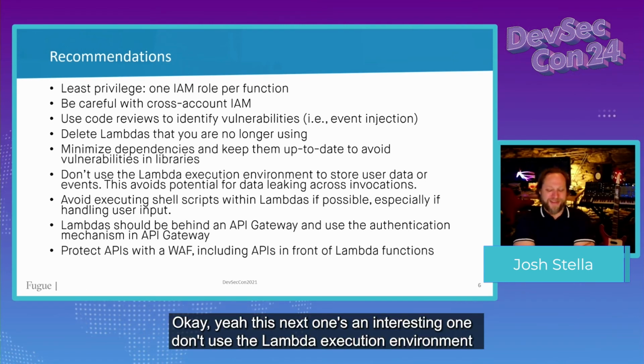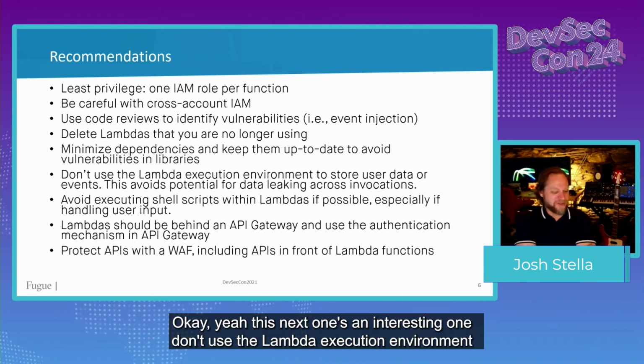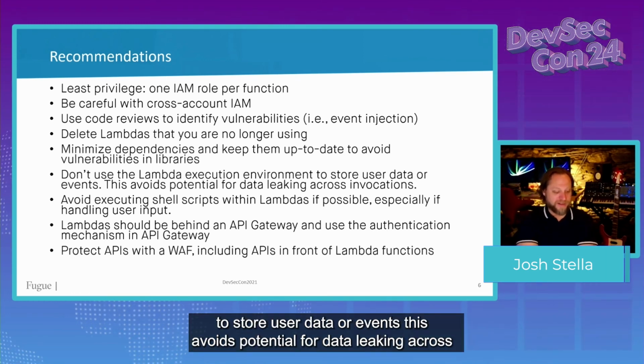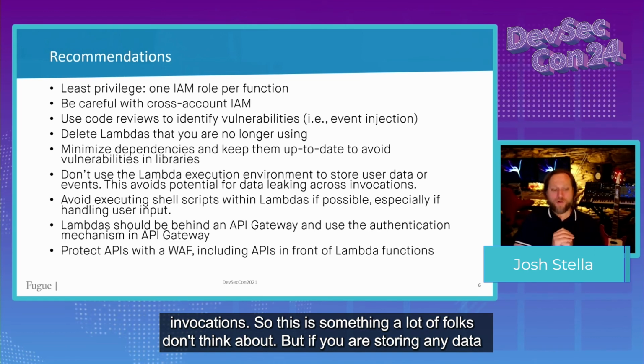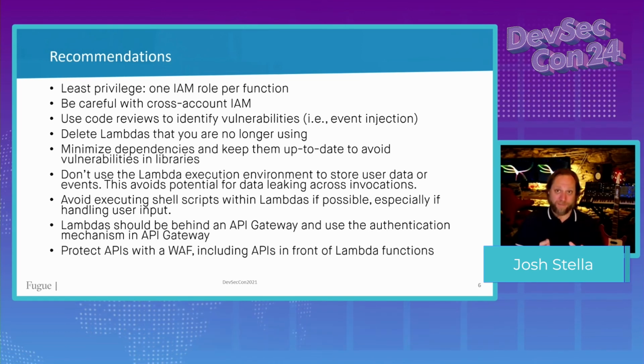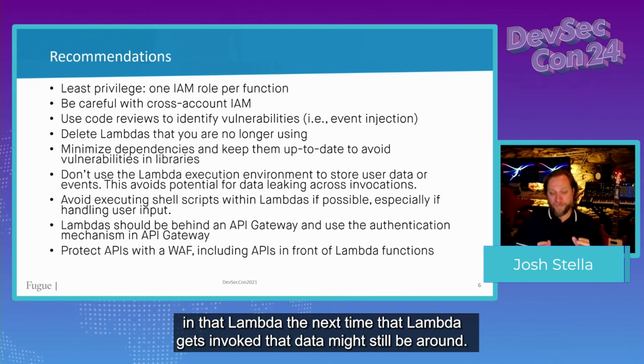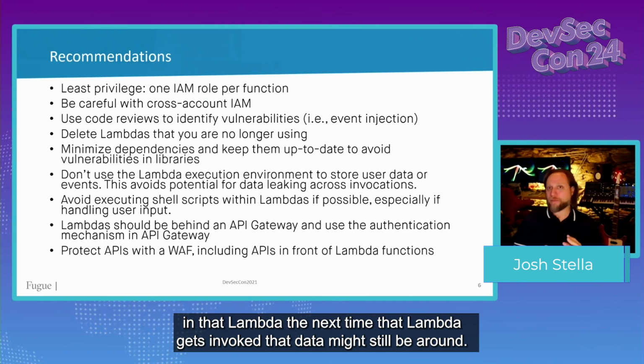Okay, this next one's an interesting one. Don't use the Lambda execution environment to store user data or events. This avoids potential for data leaking across invocations. This is something a lot of folks don't think about, but if you are storing any data in that Lambda, the next time that Lambda gets invoked, that data might still be around.